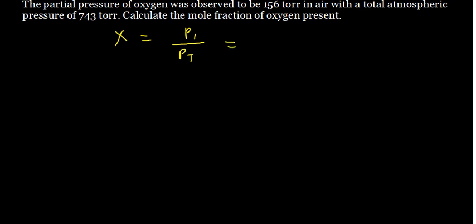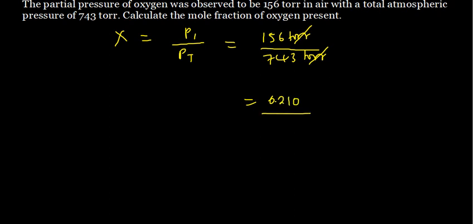So we've been given the pressure of oxygen, which was observed as 156 torr, divided by the total atmospheric pressure, which is 743 torr. You need to make sure that the unit of pressure is the same, because mole fraction is a ratio, so don't expect it to have a unit. The units are supposed to cancel out. So this is going to give us about 0.210. That is going to be the mole fraction.